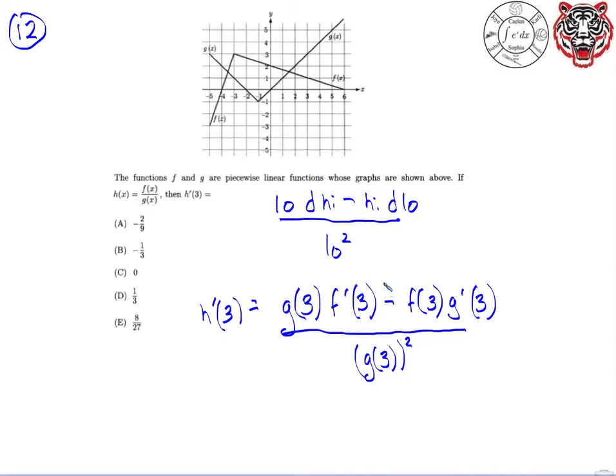So now we have to find out what these are. So we need a g of 3. And look, we have a g. If I go to the x-coordinate 3, what is g of 3? 3. So this thing is going to be 3. What is f prime of 3? So g of 3, I come up here, and the height is 3.